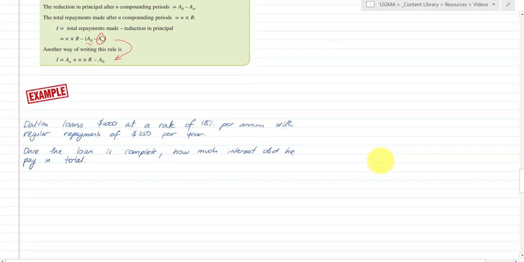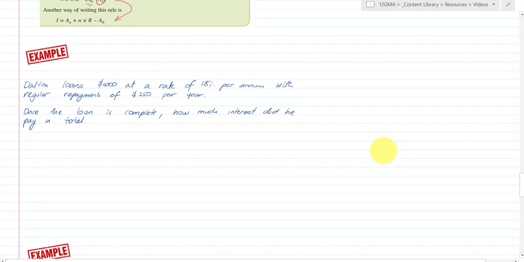So let's extend on an example we did previously. Dalton loans $1,000 at a rate of 18% per annum with regular payments of $250 per year. Once the loan is complete, how much interest did he pay in total?